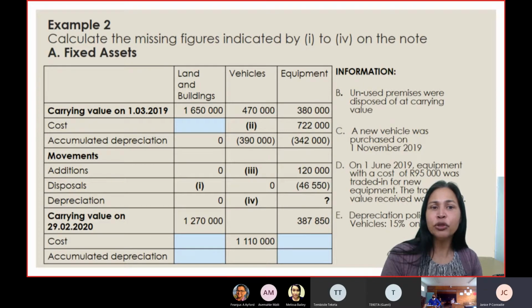D, on the 1st of June 2019, equipment with a cost price of 95,000 was traded in for new equipment, and the trade-in value received was 50,000. That is applicable for your disposal of your fixed asset, or also for your asset disposal account. E, the depreciation policy, which is the next important part, we have it on vehicles at 15% on costs. So how do I find my information? I'm going to again switch so that I can explain step by step.